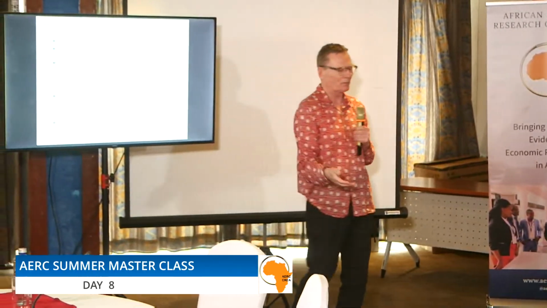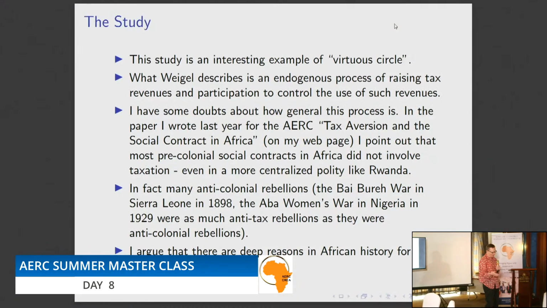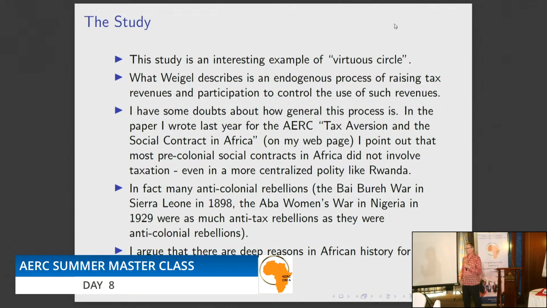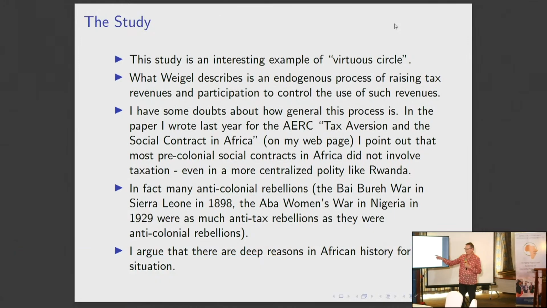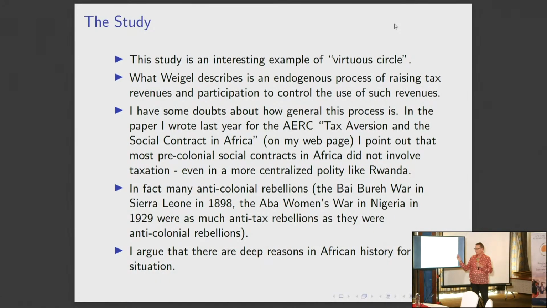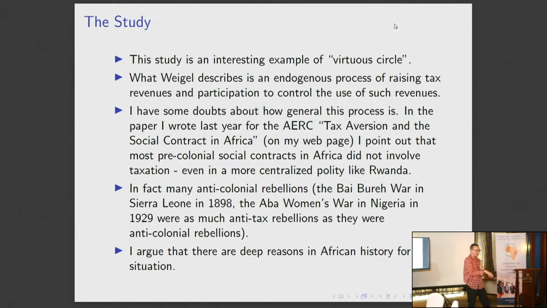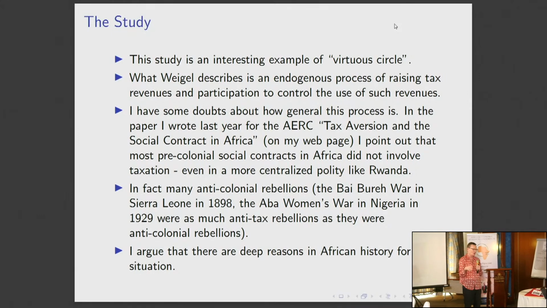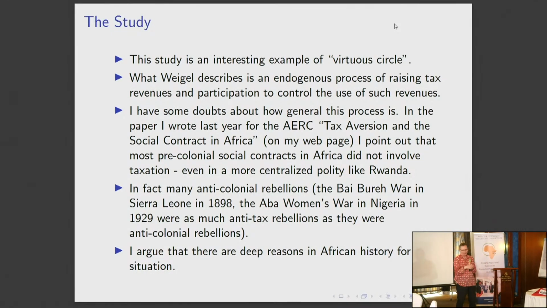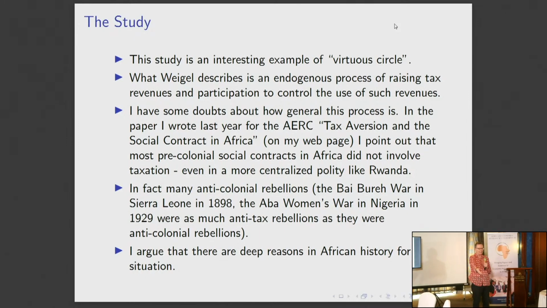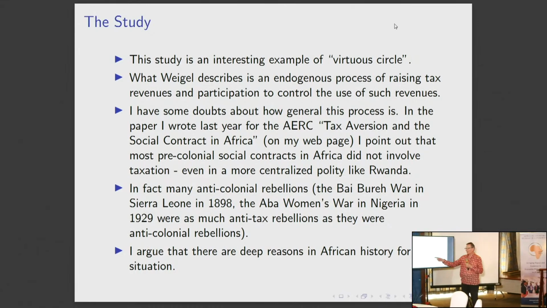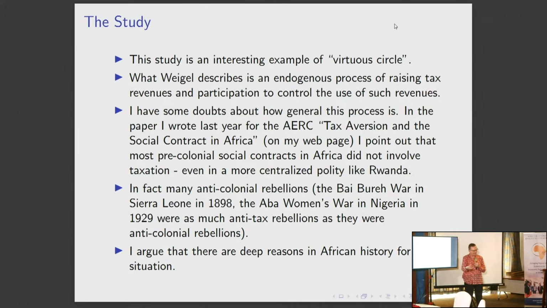And what's interesting, I point out, going into the colonial period, was how difficult it was for the colonial powers to tax. So in Sierra Leone, for example, there was what they call in Sierra Leone the Bai-Bure War in 1898. In British colonial records, of course, it's called the Hut Tax Rebellion. So you could say, oh yeah, that was an anti-colonial uprising. Yeah, and it was, but it was precipitated by taxation. It was also an anti-taxation uprising.